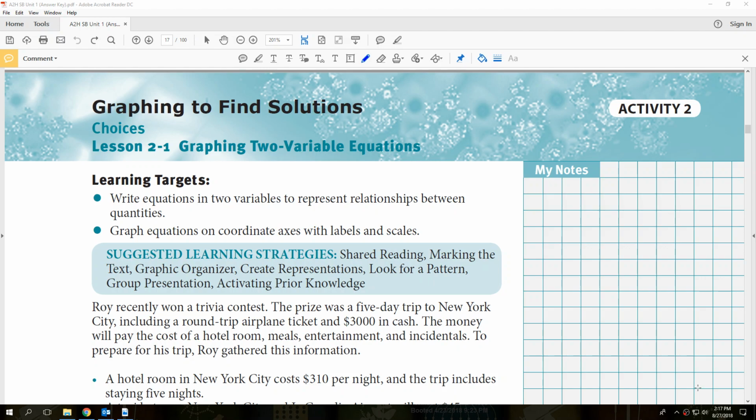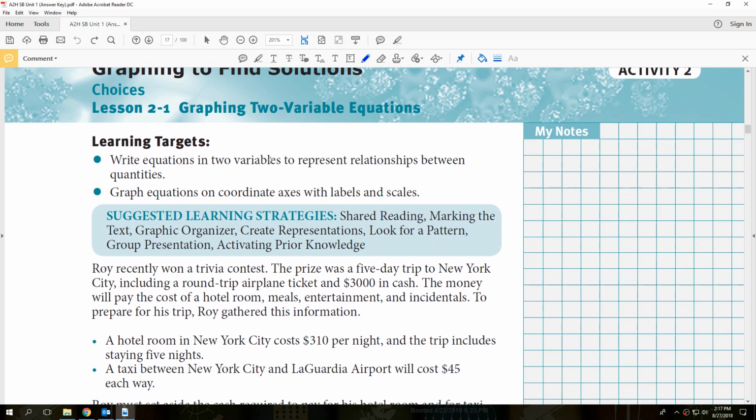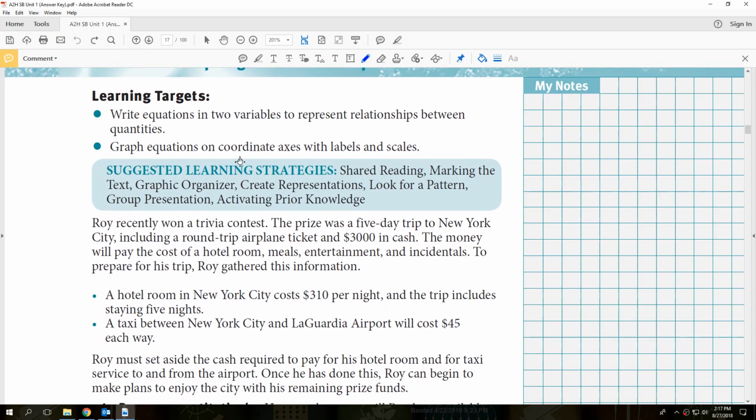Okay, so this lesson is 2-1 for Algebra 2 Honors. We're covering graphing two variable equations. The learning targets are write equations in two variables and represent relationships between quantities, and graph equations on coordinate axes with labels and scales. So let's get started.